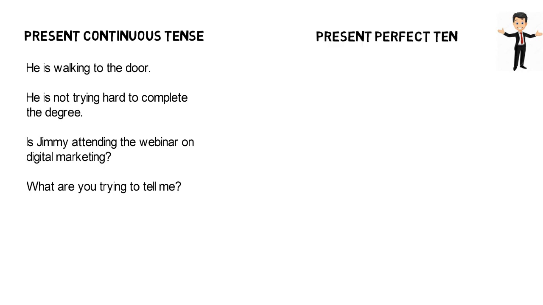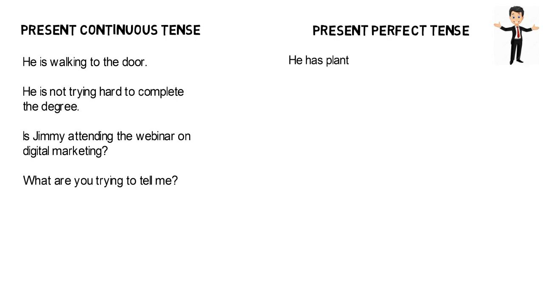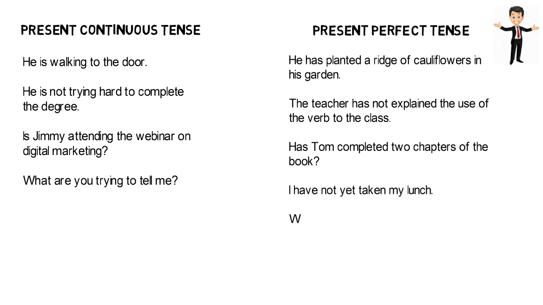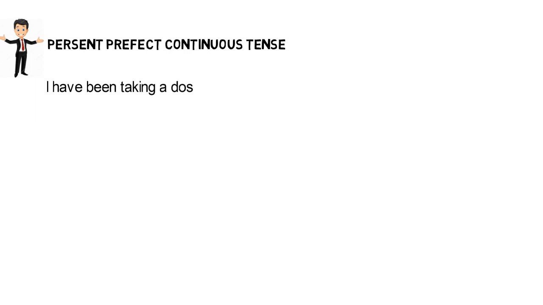And now we move on to the next tense, which is present perfect tense, where we use verb third form. He has planted a ridge of cauliflower in his garden. The teacher has not explained the use of the verb to the class. Has Tom completed two chapters of the book? I have not yet taken my lunch. Why has he already left for England for higher studies?